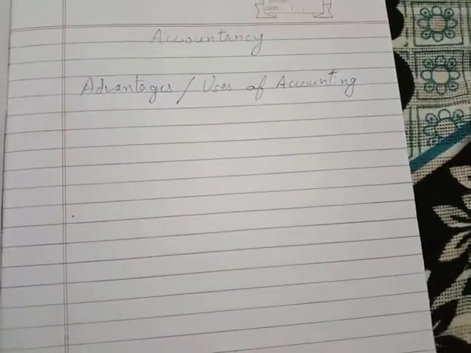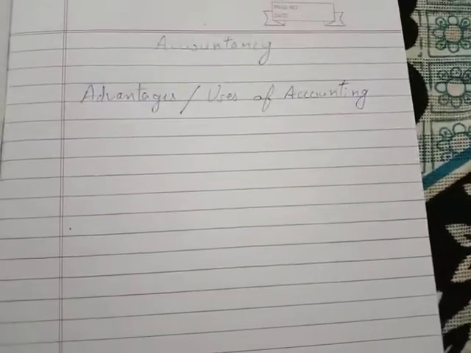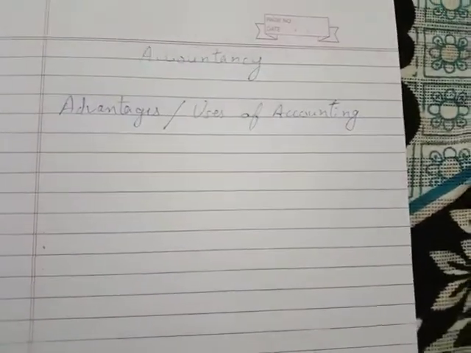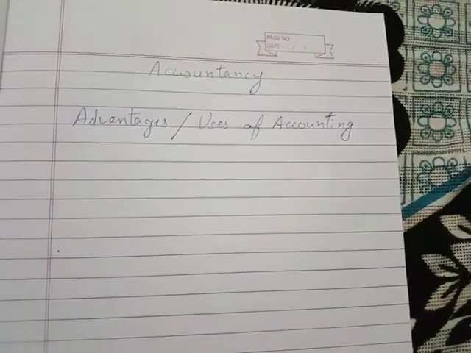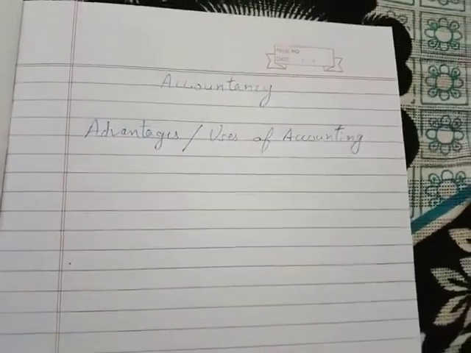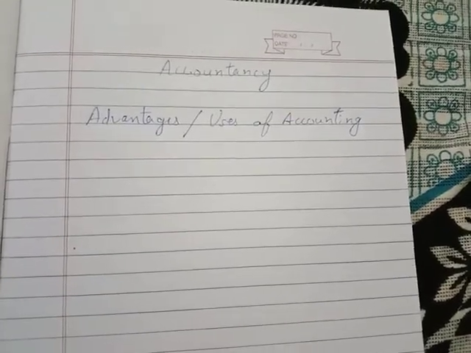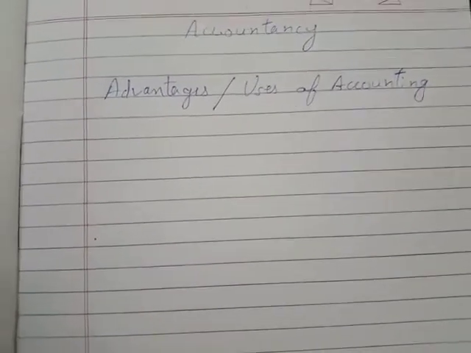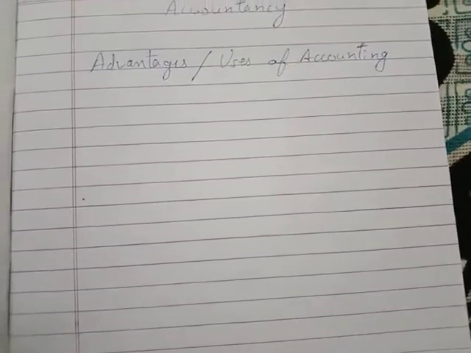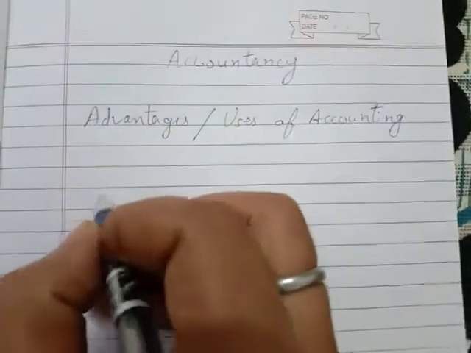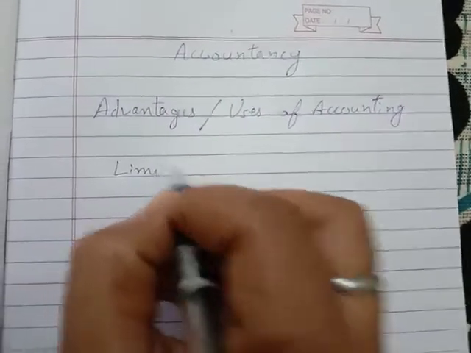Helpful in prevention and detection of errors and frauds. So accounting is also helpful in preventing and detecting errors and frauds. Now that was about the advantages or uses of accounting. Now we will discuss the limitations of accounting.